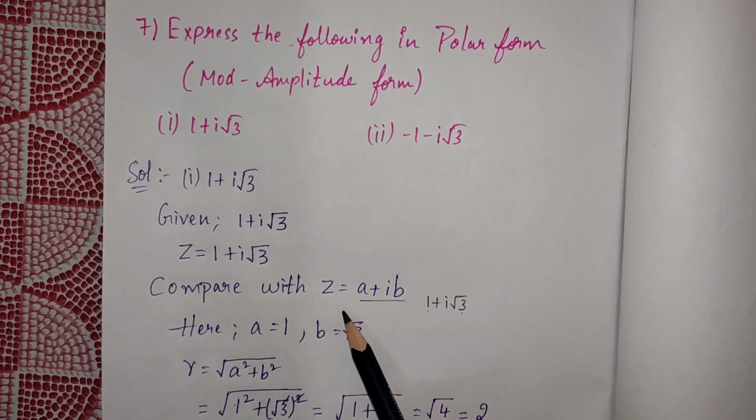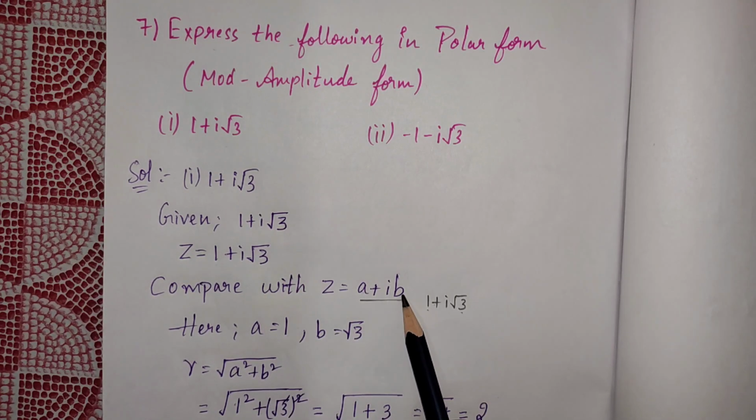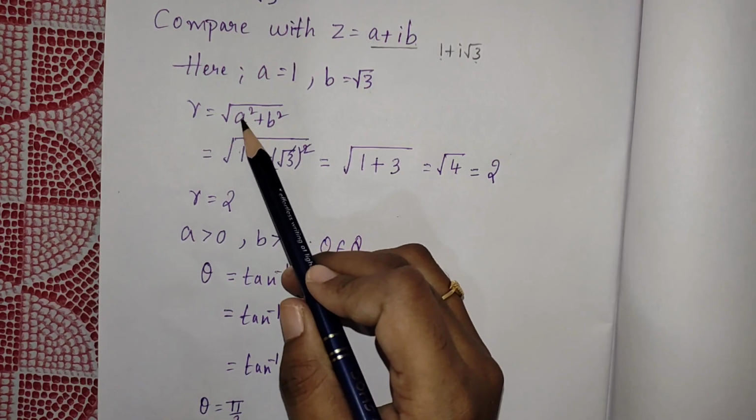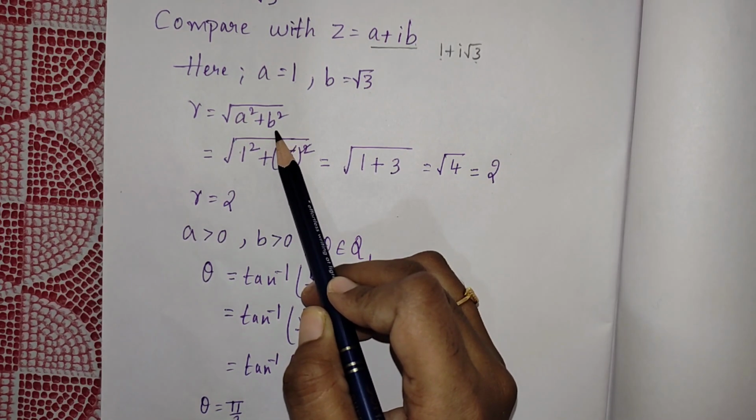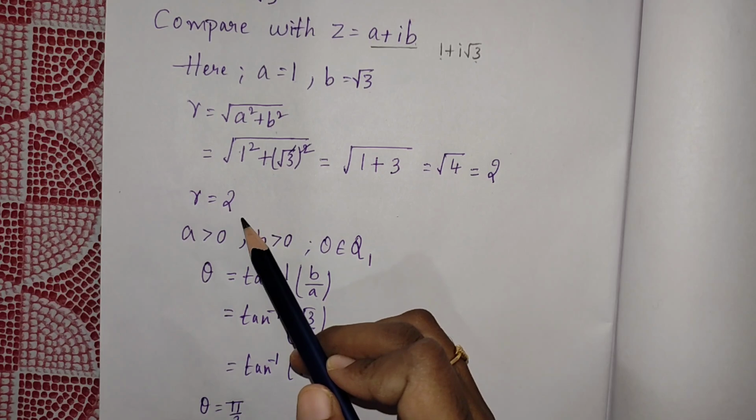Z equal to 1 plus I root 3. Then compare with Z equal to A plus IB. Then you'll get A, B values. Then substitute in R equal to root over A square plus B square. Then you'll get R value.